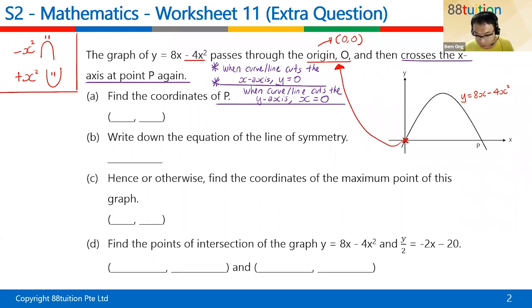So the question did say that this curve really cuts the x-axis at these two points, point P and the point of origin. What happened?